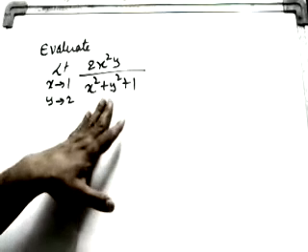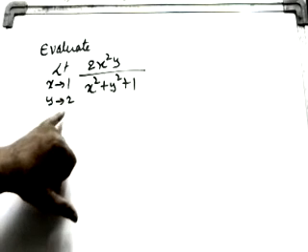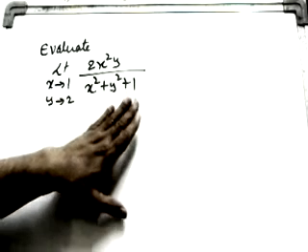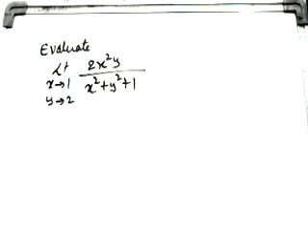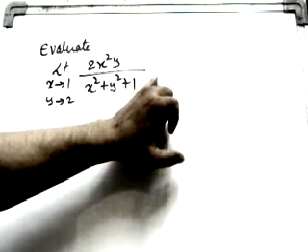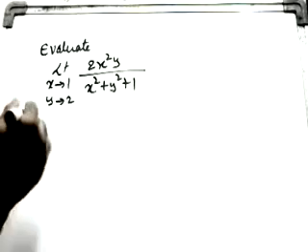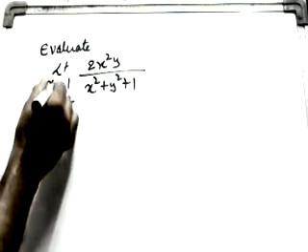See here, limit x tends to 1, y tends to 2. This is the question. Whether we substitute first x, then y, or first we substitute y, then x, we must get the same answer. If the answer is not the same, then we say that the limit does not exist, because the limit value should be unique. Only one value should be obtained. If it is getting different values, that means the limit does not exist.